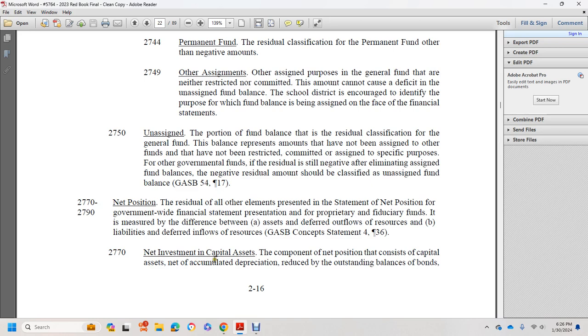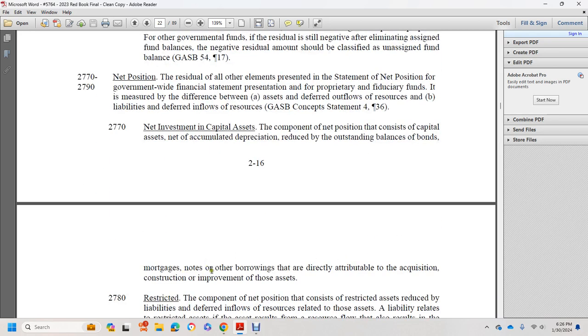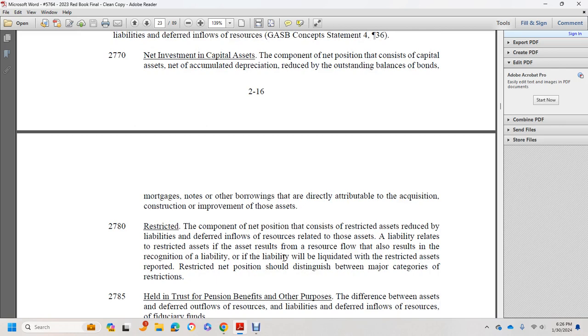position consists of the capital assets net of accumulated depreciation, less the outstanding balance of the bonds, mortgages, notes, and other borrowings directly attributable to the acquisition, construction, and improvement of those assets. 27 and 80, the restricted component of the net position consists of restricted assets less the liabilities and deferred inflows of resources related to those assets. The liability relates to restricted assets as a result of resource flow, but also results from the recognition of a liability that will be liquidated with the restricted assets.